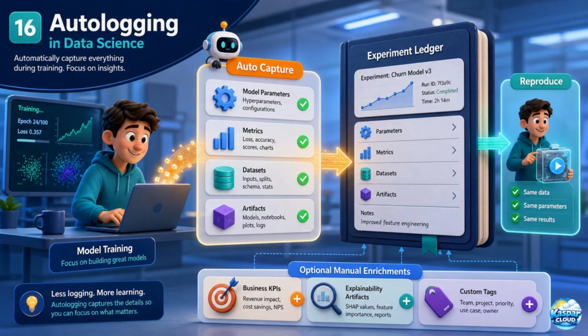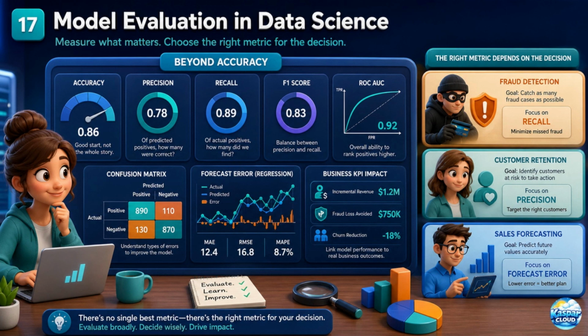Autologging makes experiment tracking easier by automatically capturing model parameters, metrics, datasets, and artifacts during training. Instead of forcing every user to manually record every detail, Fabric can capture key information as models are trained. This improves productivity and reduces the risk that an important experiment cannot be reproduced later. Teams can still customize logging when they need more detail, such as business metrics, custom thresholds, explainability artifacts, or project-specific tags.